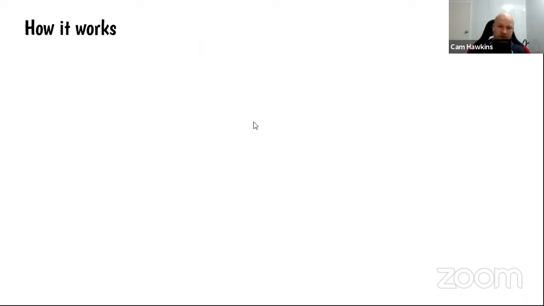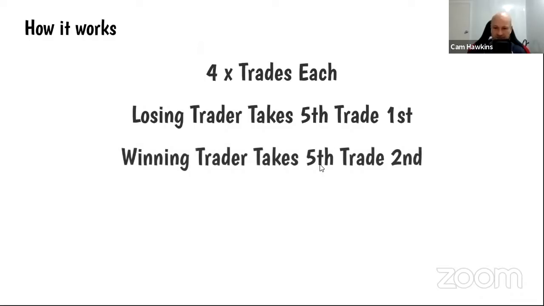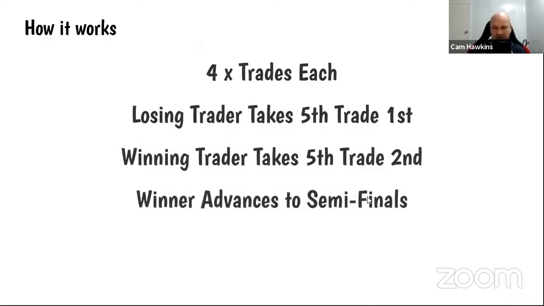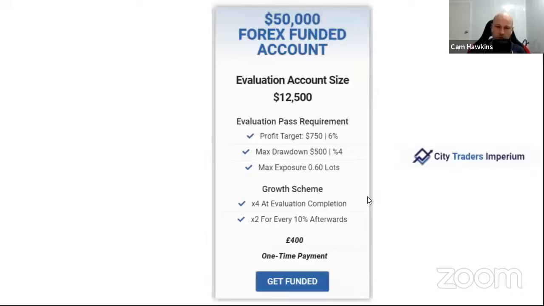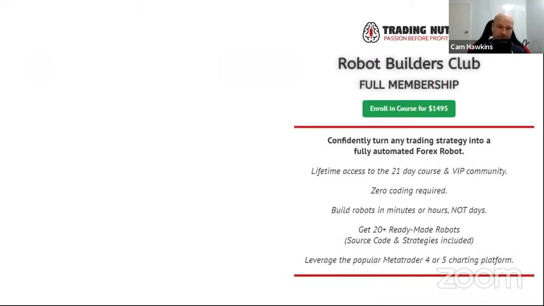So this is how it works, guys. We've got 4 trades each to start off with. Losing trader takes a 5th trade first, and winning trader takes a 5th trade second. Then the winner advances to the semi-finals. The winner of the overall competition gets a $50,000 Forex funded account, where the evaluation size is $12,500. It's basically the value of £400. And this is what they're going to get.